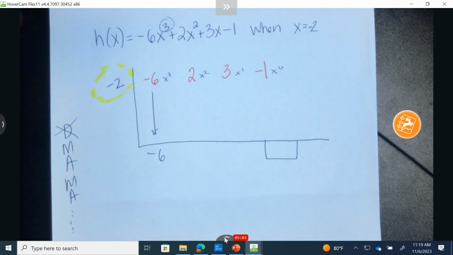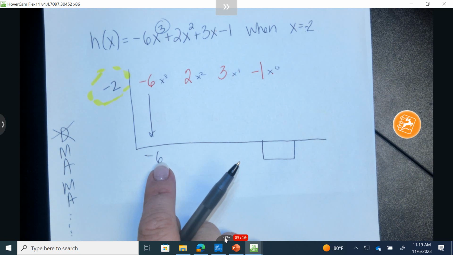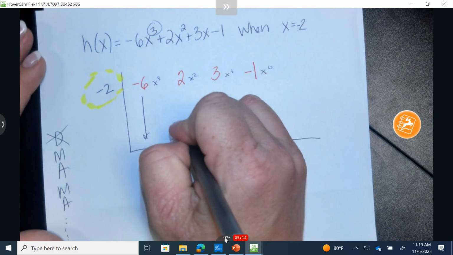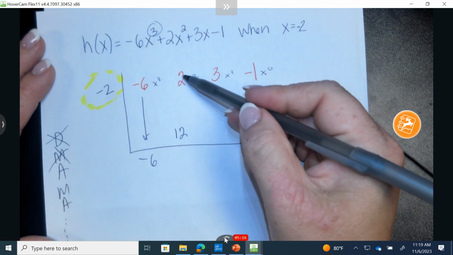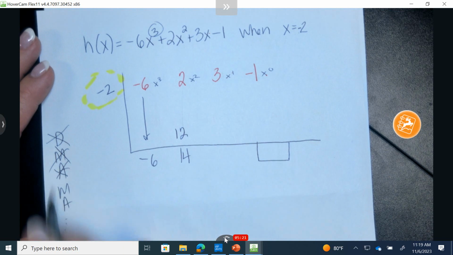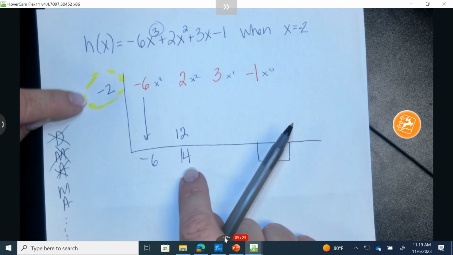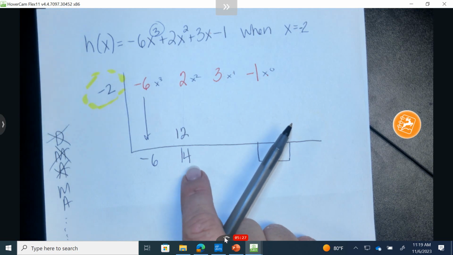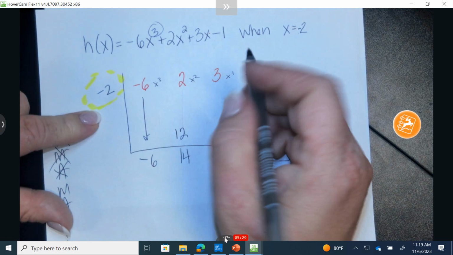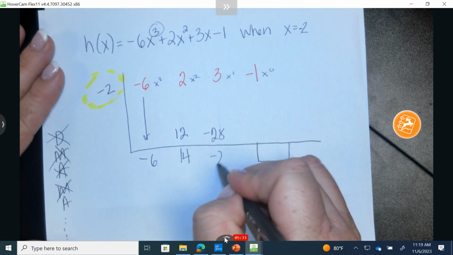And now I'm doing M-A. What does M stand for? Multiplying. -2 times -6 is a positive 12. And I add straight down to come up with 14. Multiplying again, always multiplying back this magical number. -2 times 14 is -28. Adding straight down to get -25.